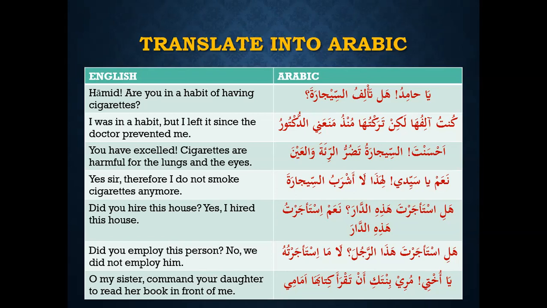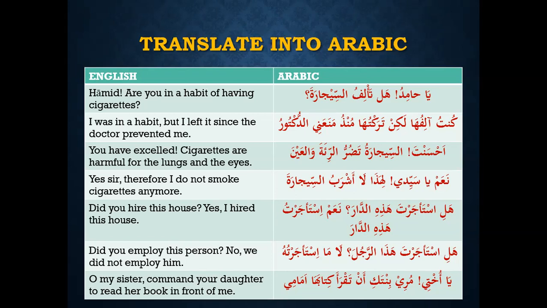You should say السيجارة مضرة. Okay, cigarette is مضرة, is harmful. مضرة الرئة والعين, or مضرة للرئة والعين, for the lungs and the eyes. So that would be a more appropriate translation. But I mean, sometimes you do the translation by the context, how you want to say it. So it's not literal translation, but it's still fine.